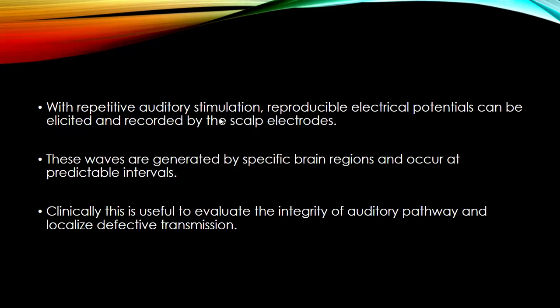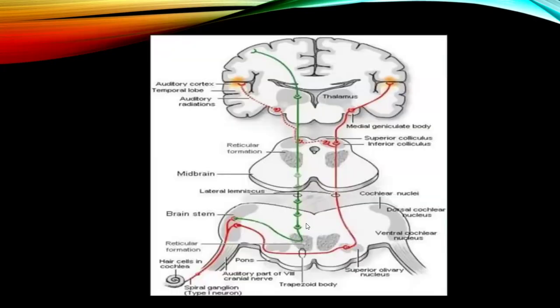With repetitive auditory stimulus, reproducible electrical potentials can be elicited and recorded by scalp electrodes. The same as in VEP, multiple stimuli produce multiple reproducible potentials, and they have to be similar to each other. These waves are generated by specific brain regions and occur at predictable intervals. And this is clinically useful to evaluate the integrity of the auditory pathway.